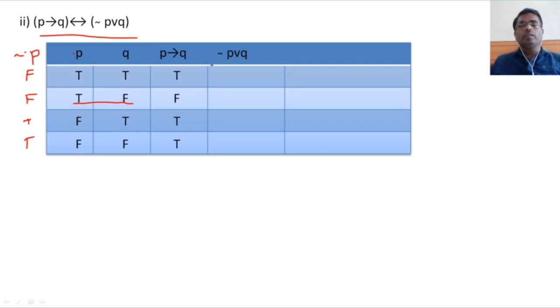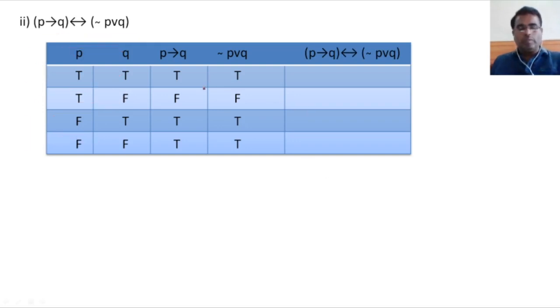So we need negation P or Q, that is these two columns. False or true, it is true. Then false or false, it is false. True or true, it is true. And true or false also, it is true. This type of values you have. Now we need double implication between them. This is your first statement, double implication, and this is your second statement.